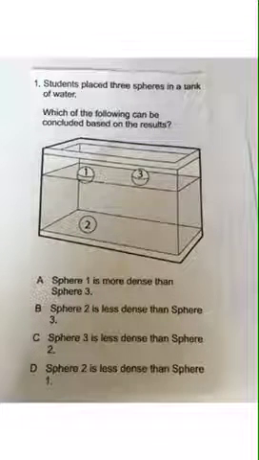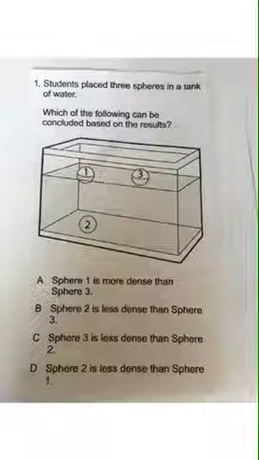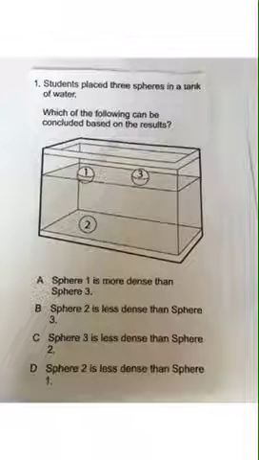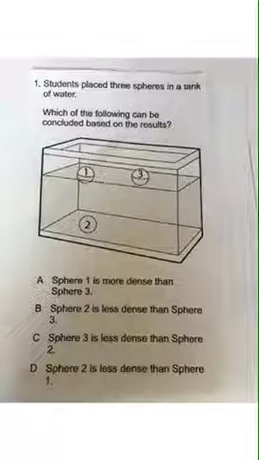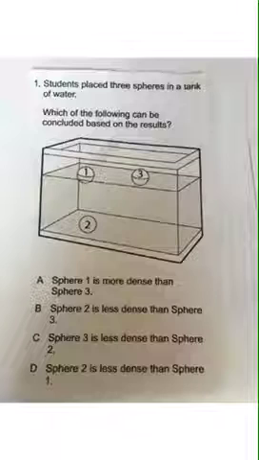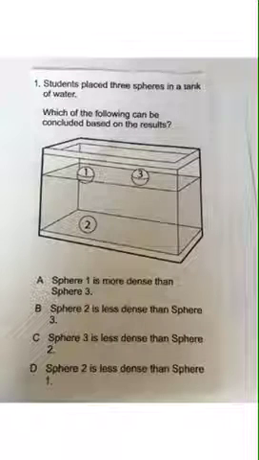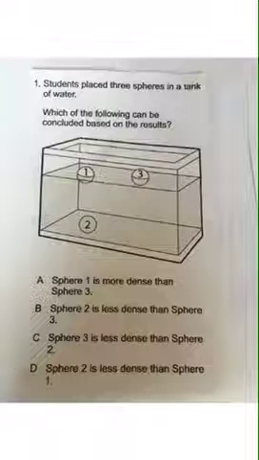Number 1. Students place 3 spheres in a tank of water. Which of the following can be concluded based on the results? A. Sphere 1 is more dense than Sphere 3. B. Sphere 2 is less dense than Sphere 3. C. Sphere 3 is less dense than Sphere 2. And D. Sphere 2 is less dense than Sphere 1.